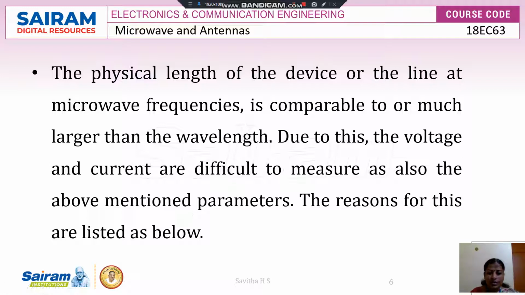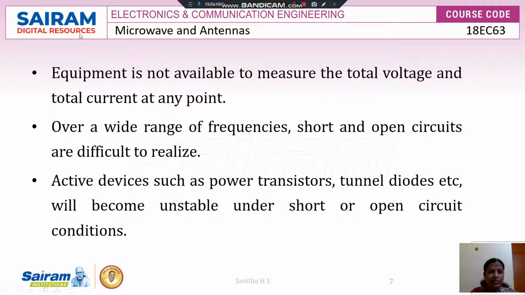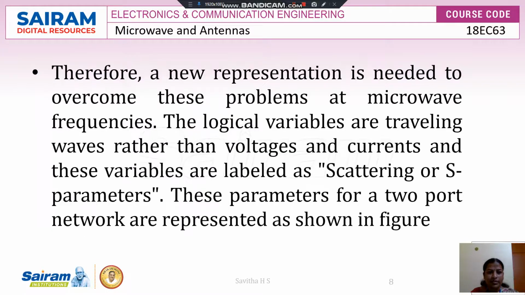The reasons are listed below, which is why we are not going for the low frequency parameters. The first is that equipment is not available to measure the total voltage and current at any point. Over a wide range of frequencies, short and open circuits are difficult to realize. Active devices such as power transistors, tunnel diodes, etc. become unstable under short or open circuit conditions. Because of these three conditions, we go for S parameters for measuring at high frequencies.